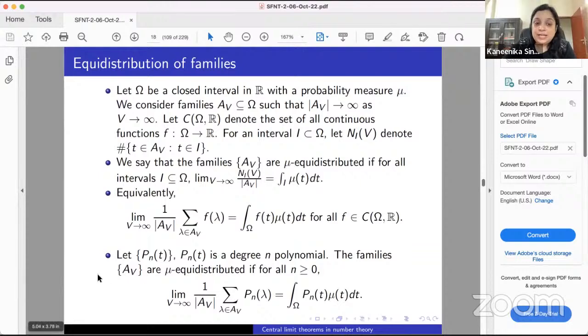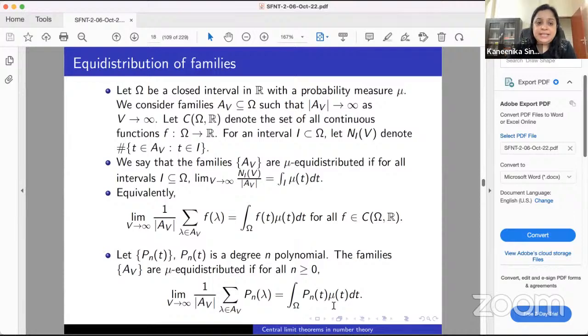So if you want to show that your families A sub v are mu equidistributed, then you just need to show that the average value of p sub n as you run over lambda in A sub v is asymptotic to the integral of your p sub n with respect to the measure mu.